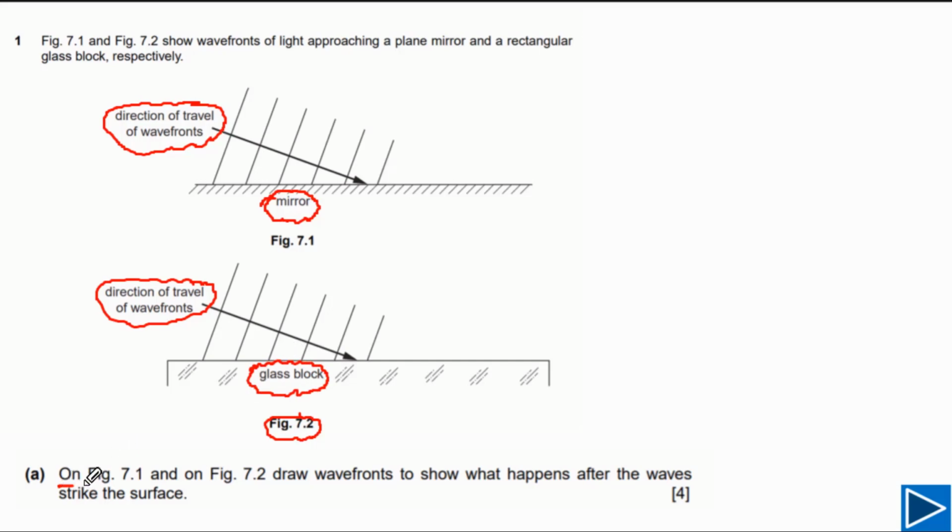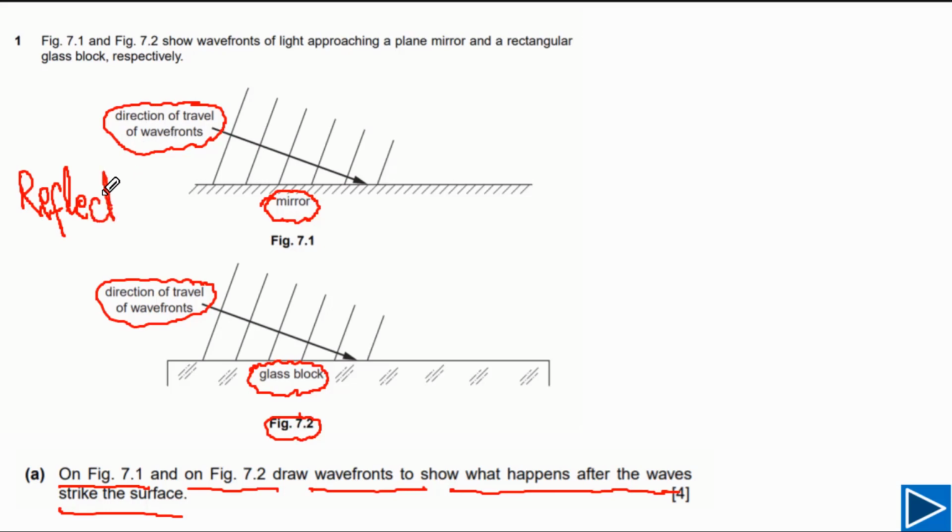Question is asking us on figure 7.1 and on figure 7.2 to draw wavefronts to show what happens after the waves strike the surface. We need to understand what will happen to this incident ray and wavefronts after these waves strike the surface. So this is plane mirror. In this case, simply we can write down reflection will take place and these incident wavefronts will be reflected. So this is simply reflection.